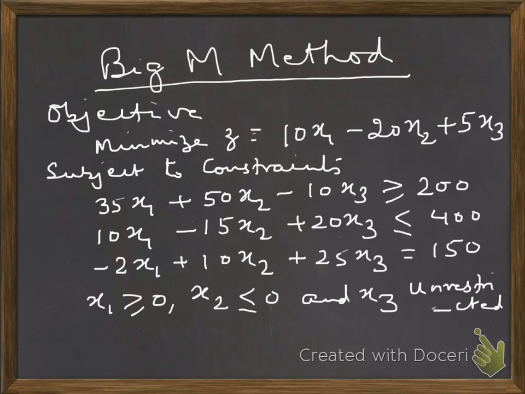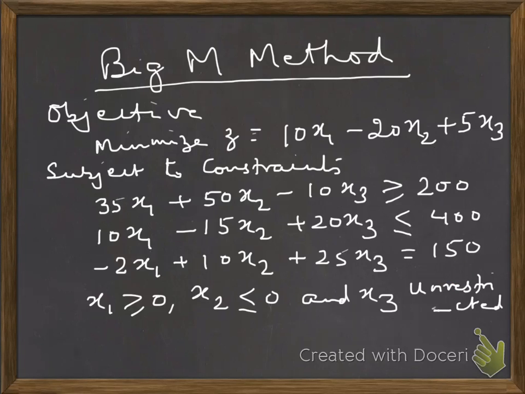We will be preparing an initial basic feasible solution table to solve this linear program, where the objective is to minimize z equal to 10x1 minus 20x2 plus 5x3. So this question is of minimization type, not maximization. Subject to constraints: 35x1 plus 50x2 minus 10x3 greater than equal to 200. 10x1 minus 15x2 plus 20x3 less than equal to 400. Minus 2x1 plus 10x2 plus 25x3 equal to 150.